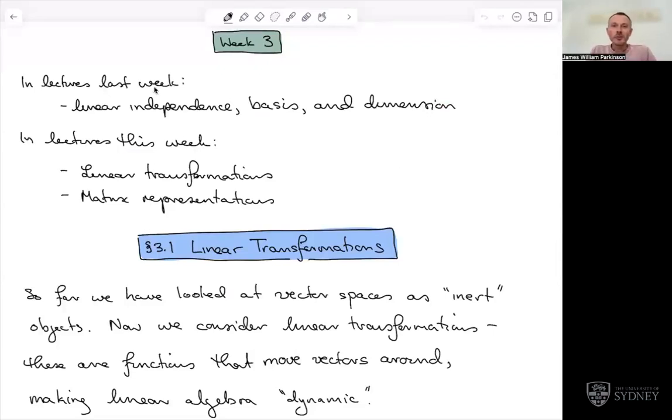Okay, so welcome to the first lecture for week 3. As I said in an email, I can't be at university today, so this replaces the Monday lecture for week 3.